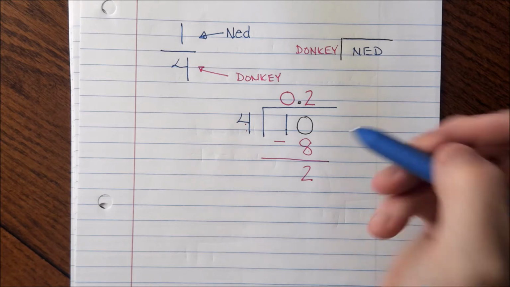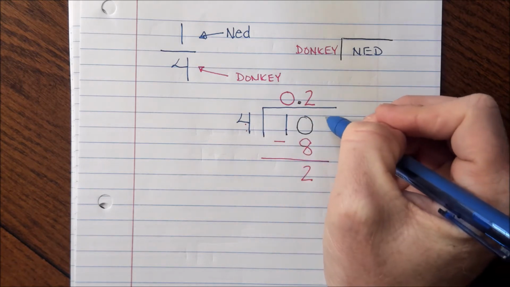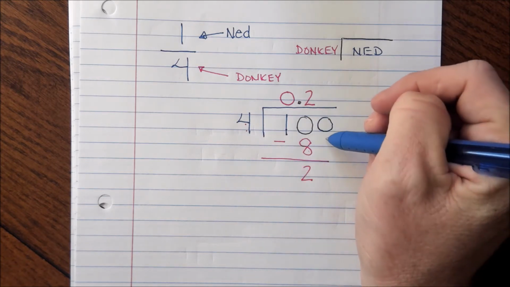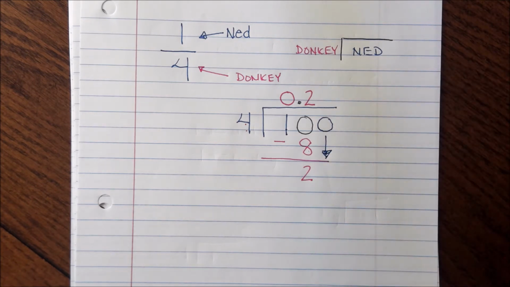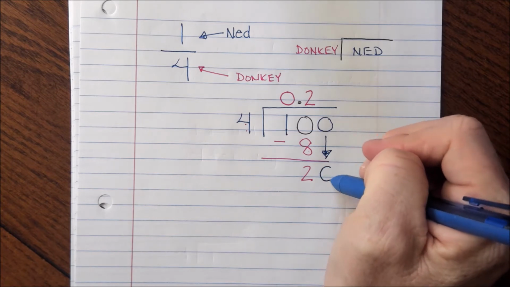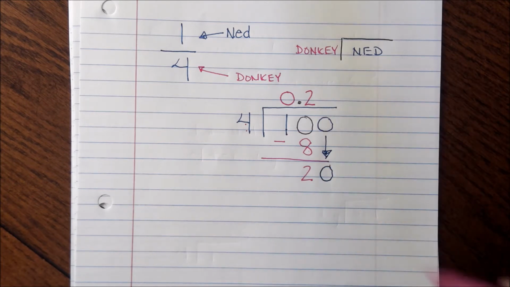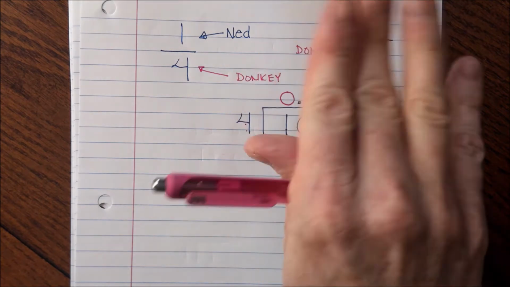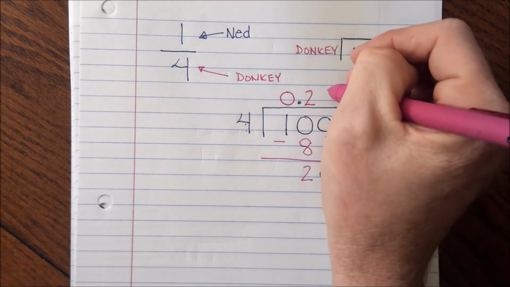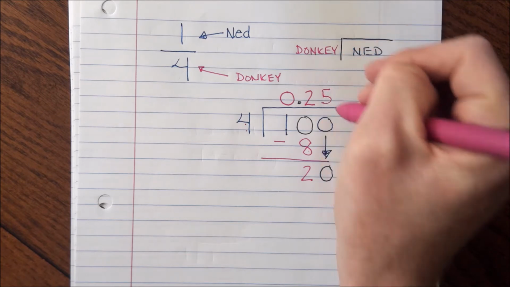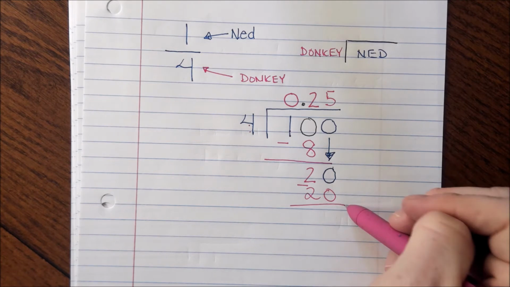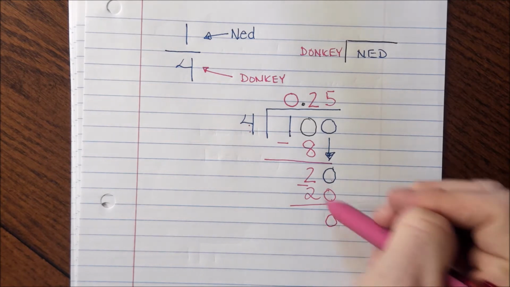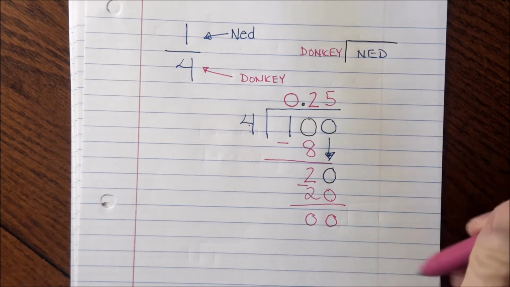I can't have that. So I'm going to throw another 0 up there. And I'm going to drop that guy down right there. So now it becomes a 20. And I start over. I look at the 4. How many times does it fit in the 20? 4, 8, 12, 16, 20. So it's 5 times. I'm going to put the 5 up top in the right place value. Now I'm going to put the 20 down below. So 20 minus 20 is 0.